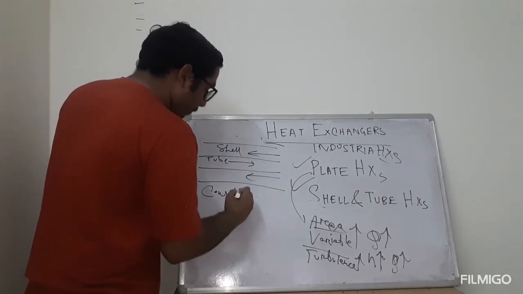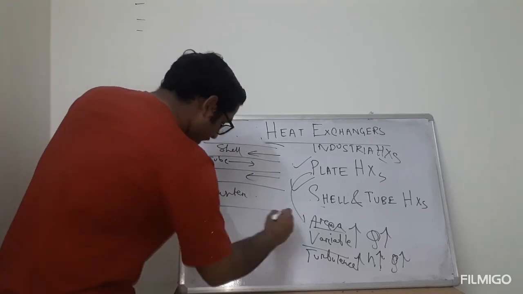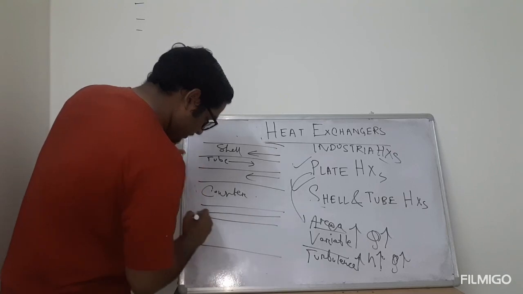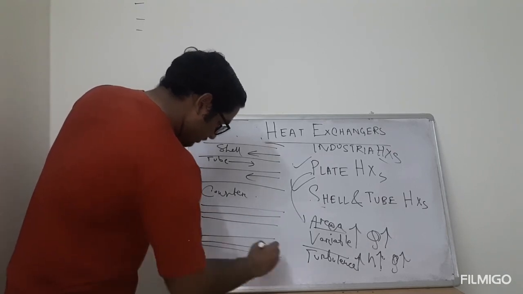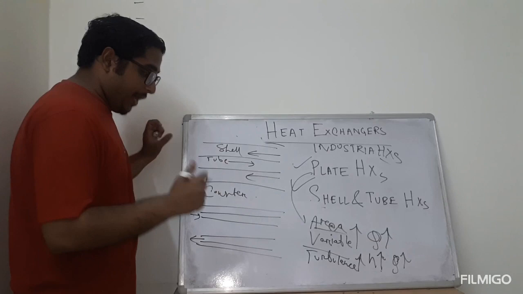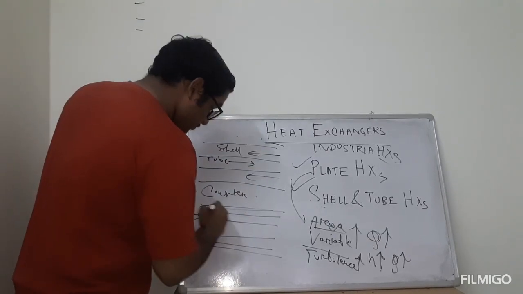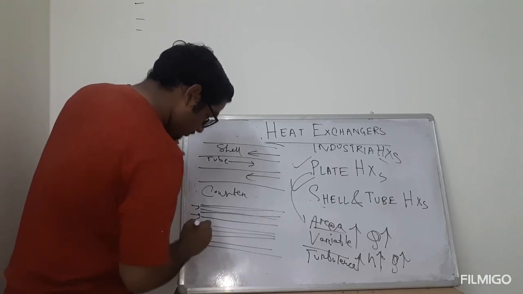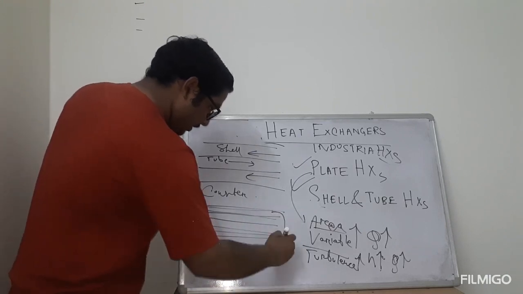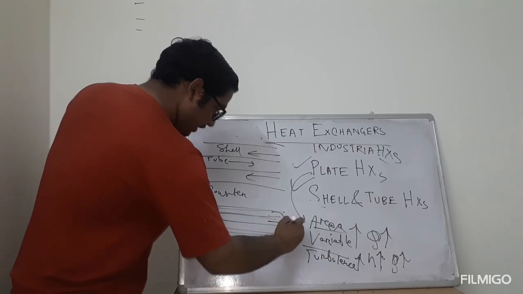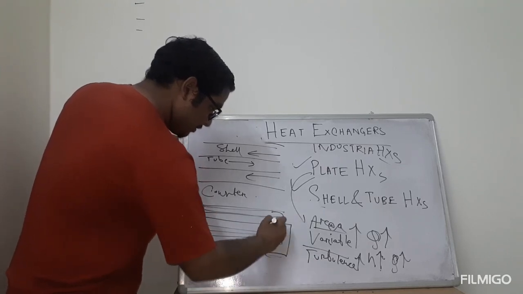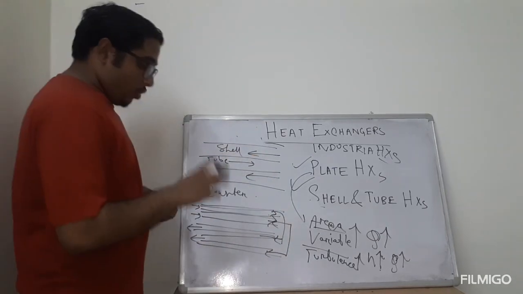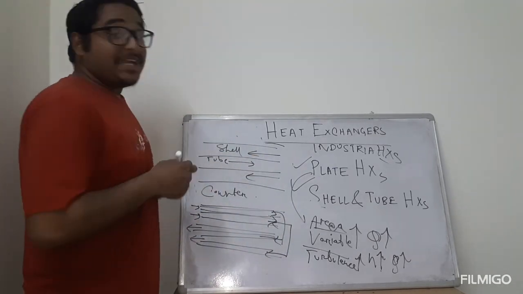Now talking about the pass, this is a single pass heat exchanger wherein there is a single inlet and a single outlet. What is a double pass? Double pass is two inlets and two outlets, striking and going back, striking and going back. So this is what you call a shell and tube heat exchanger.